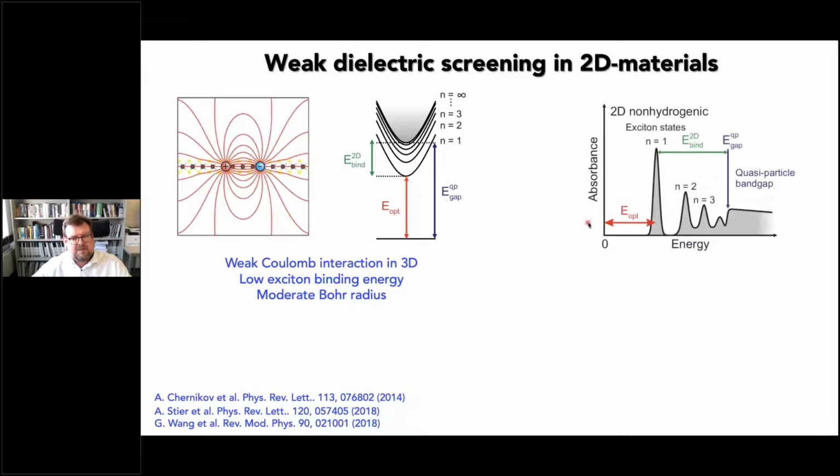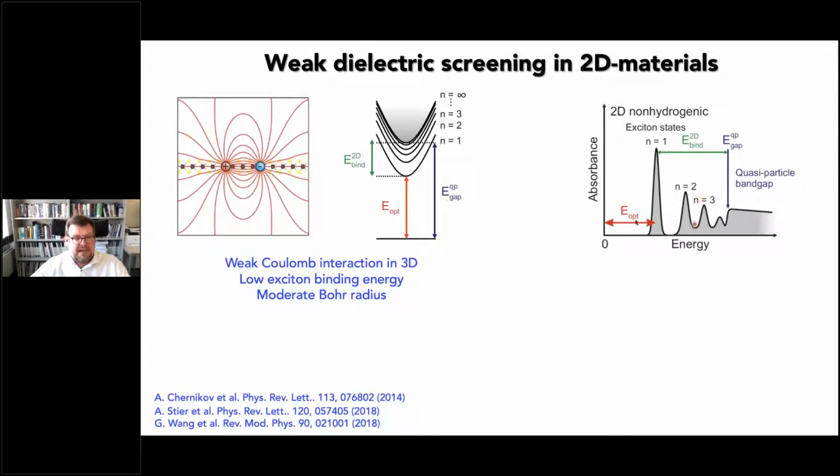So to give you some numbers, the exciton binding energy of the lowest energy exciton below the onset of the optical absorption is between 300 and 700 millielectron volts, so nearly an electron volt. This is compared to typical semiconductors, where the binding energy is a few millielectron volts, or maybe a few 10 millielectron volts.